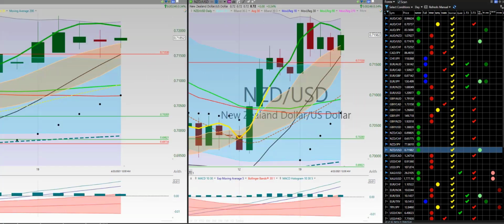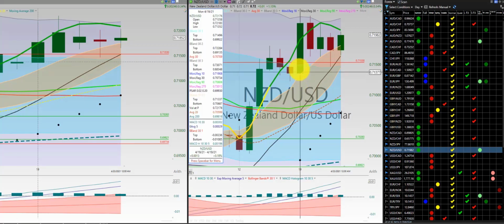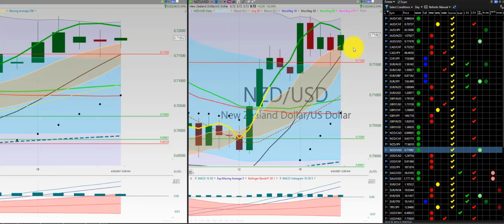New Zealand US dollar, overall losses. We had this initial trade here. Heikin-Ashi body above for initial loss. Then took this short for another loss here for 2 losses on New Zealand US dollar.